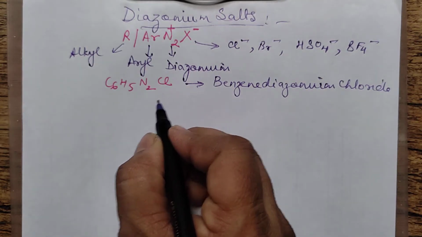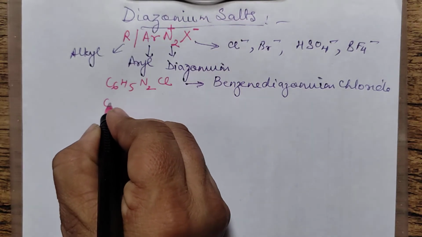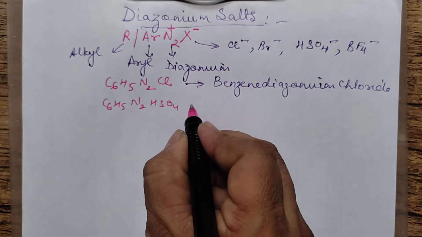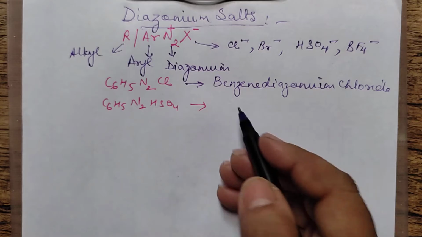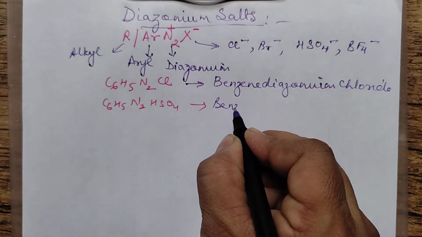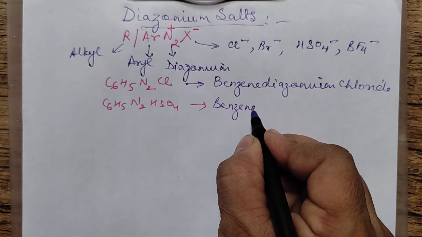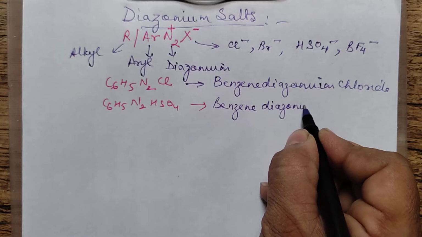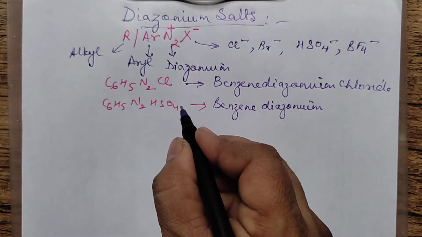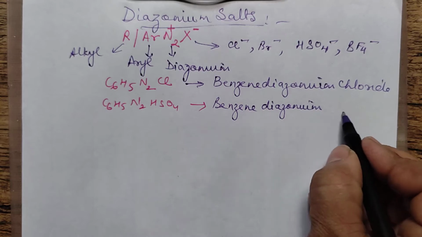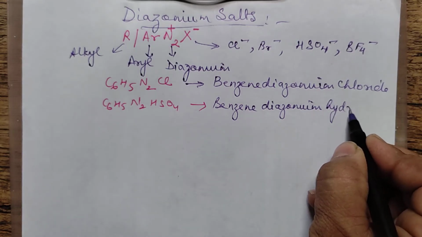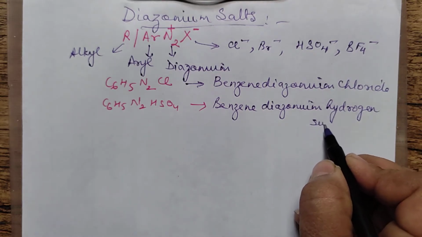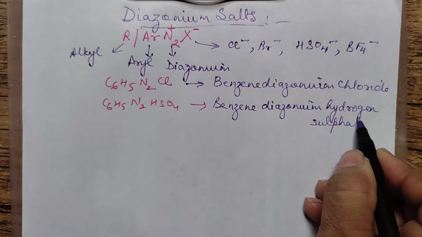Now, if instead of Cl you are having C6H5, N2 and HSO4, then how are you going to name it? This part will be the same, benzene. Then you have the diazo part. The NN linkage is called diazo linkage. So, diazonium. And what is this HSO4 part? It is hydrogen sulfate. Like the ion HSO4 minus, we name that as hydrogen sulfate. So we will call this also as hydrogen sulfate.